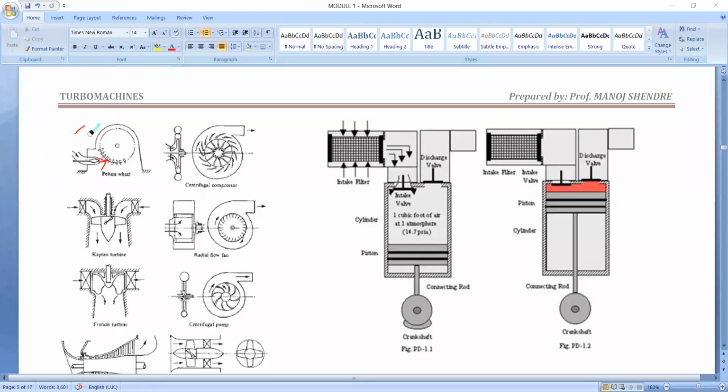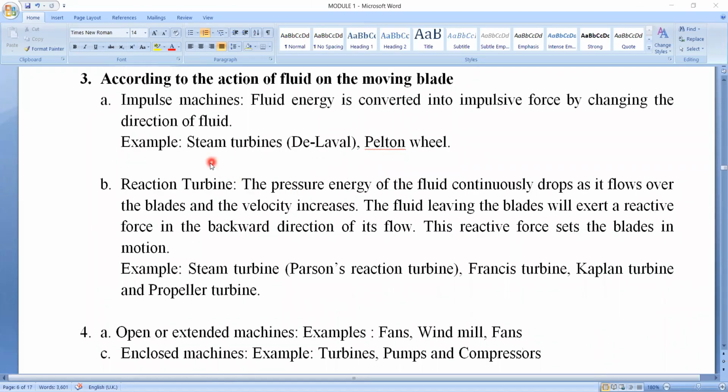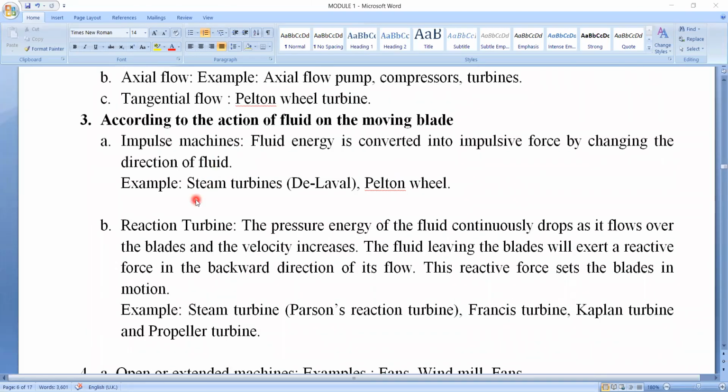give the examples for impulse type steam turbine. This is a very frequently asked question in SSC exams and railway exams for the post of junior engineer. Sometimes they have asked this question as well: give the examples for impulse type steam turbine. The best example is the de-Laval turbine.